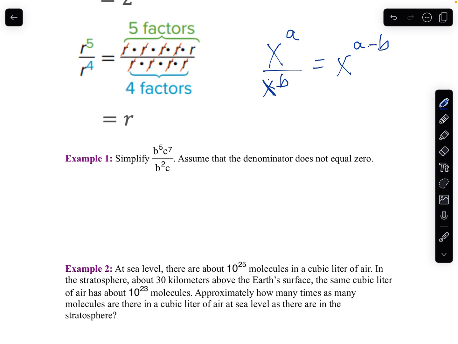Notice I keep them the same, so I'm going to rewrite this. I'm going to say b to the 5th over b squared times c to the 7th over c. Well, 5 minus 2, that's b to the 3rd. Remember, there's a 1 with this c, so 7 minus 1 is c to the 6th.